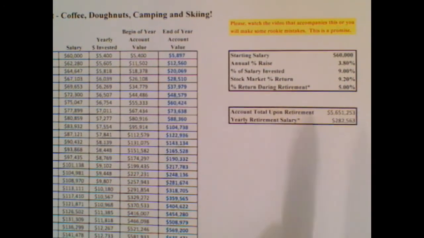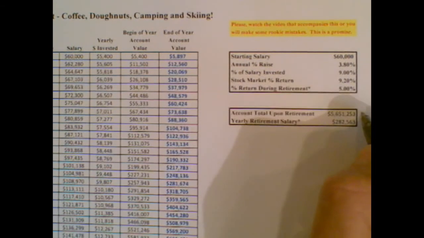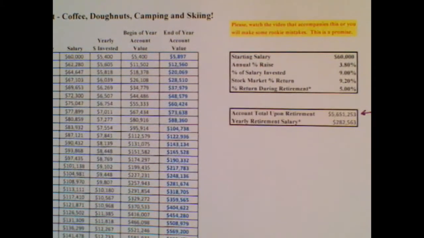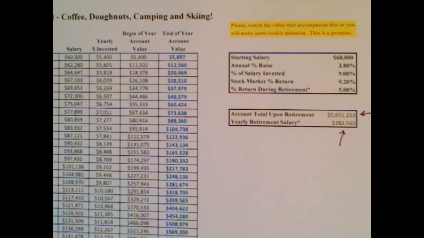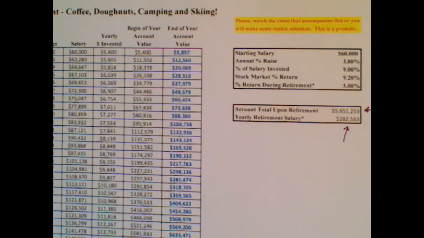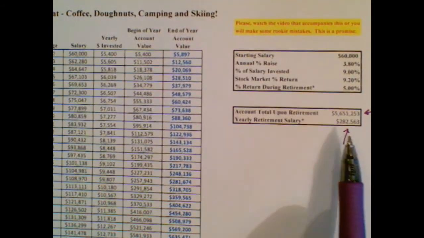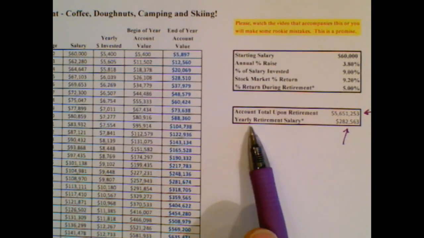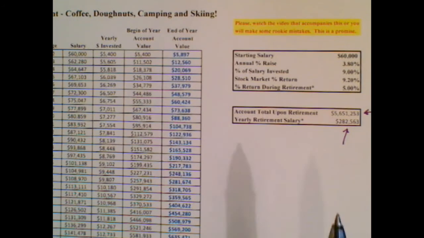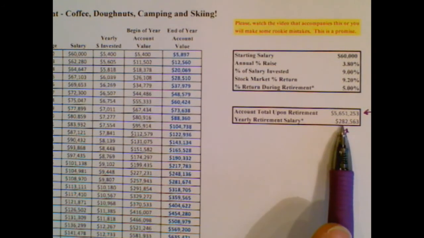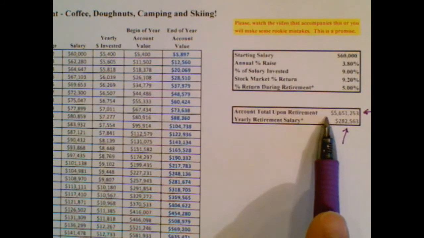In this scenario, this person has about $5.6 million saved up for retirement. And here it says their yearly retirement salary is about $282,000 a year. By the way, if those numbers seem ridiculous to you, we're going to show you later on that they're really not ridiculous. That'll be a project or two down the line. Well, this yearly retirement salary is not the salary you had at work the year before you retired. That's something totally different.